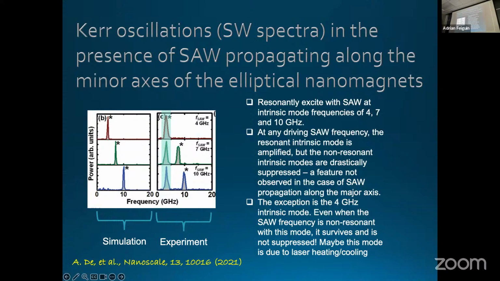So the 4 gigahertz mode that is being observed, is that along the major axis still, or along the minor axis? This is when the SAW is propagating along the minor axis.